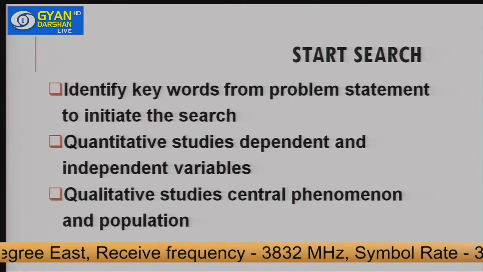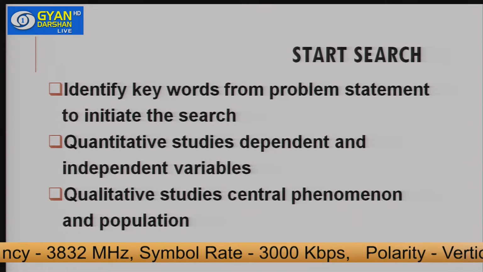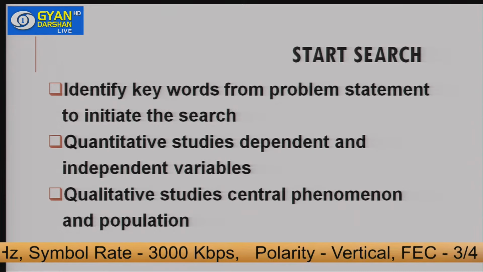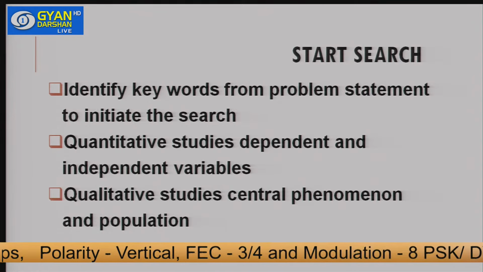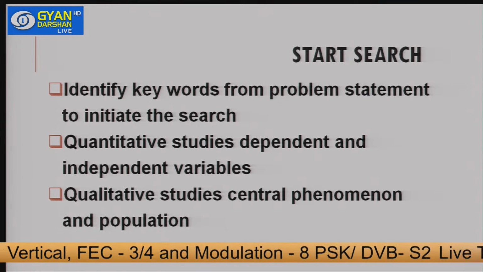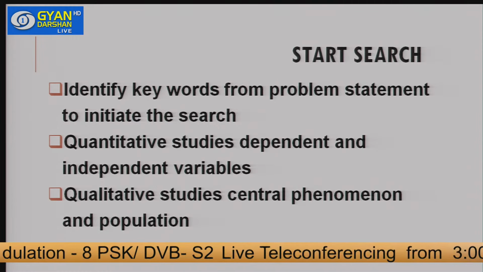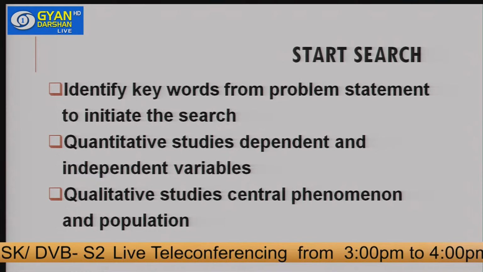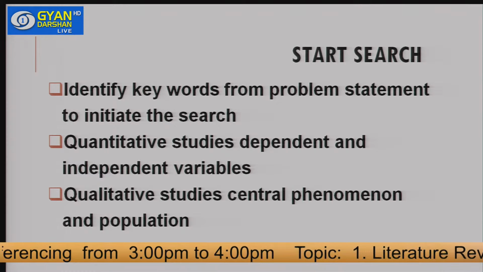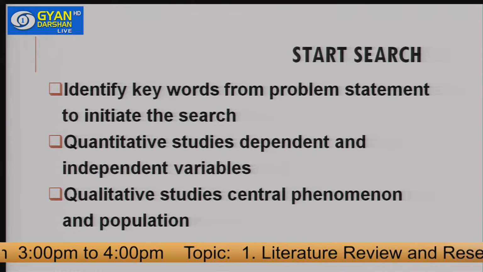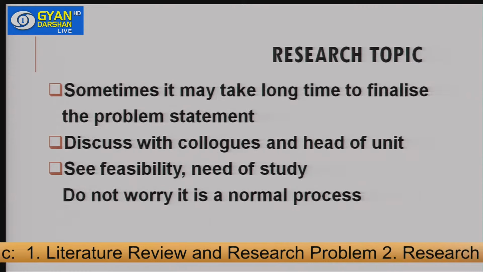Next is to identify the keywords. That's what I am saying. Maybe some of the variables like smoking and cancer, or breast cancer and stress, whatever you want to study. In quantitative studies, there are dependent and independent variables. In a qualitative study, there is a phenomenon or there is a population. So you have to identify certain words.